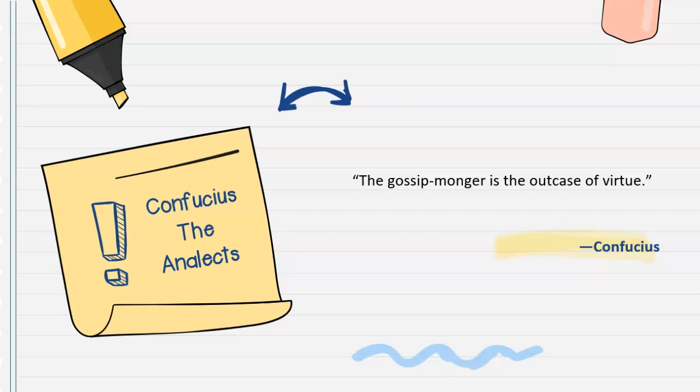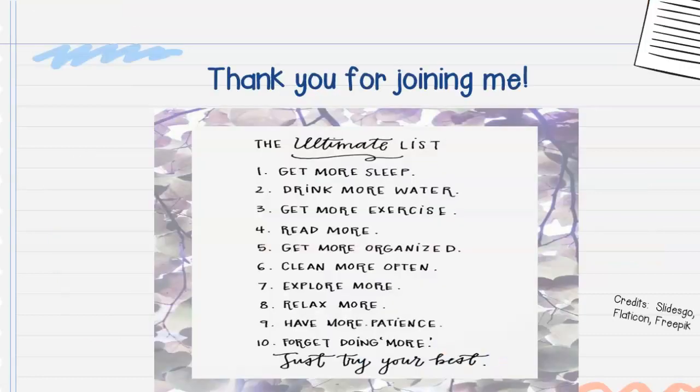Our quotes for this unit are coming from Confucius the Analects. So the gossip monger is the outcast of virtue. So you can think about that. It's a good quote there.